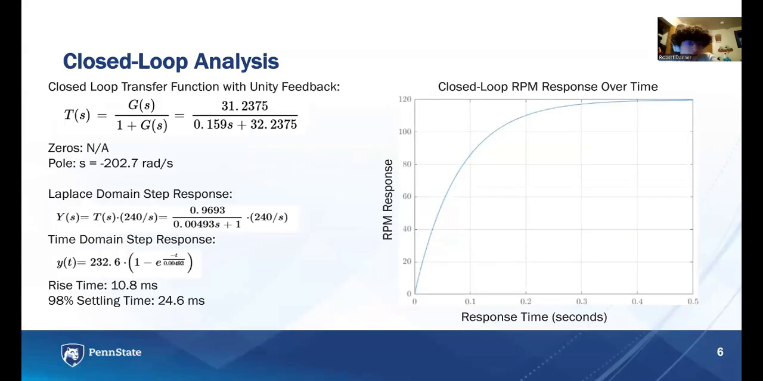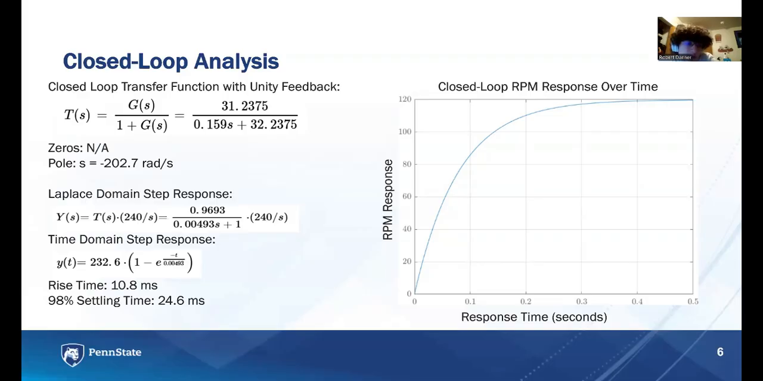The closed-loop transfer function was then also found by using a unity feedback. Closed-loop transfer function was found to be 31.2375 over 0.159s plus 32.2375. Closed-loop transfer function also has no zeros, and it has a pole at s equals negative 202.7 radians per second. This results in a new time constant of 4.93 milliseconds. The rising time was found to be 10.8 milliseconds and the settling time 24.6 milliseconds. Closed-loop system is therefore much faster than the open-loop system when comparing time constants and rising times.